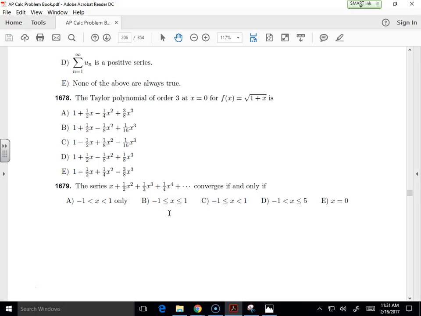Does that make sense? Why doesn't positive 1 work? Plug in positive 1. What do you get? 1 plus 1/2 plus 1/3 plus 1/4. Who is that? 1 over n. Does that converge? Alright. Boom. We're done. You get it?